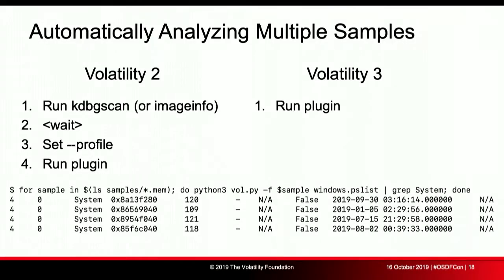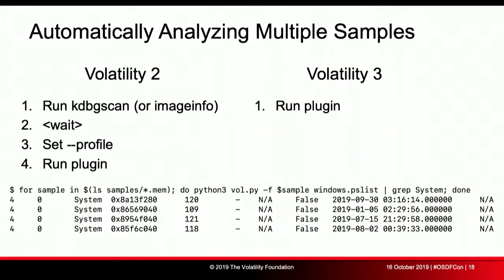And then, as I mentioned, being able to analyze multiple samples. If I was to give you a thumb drive with, say, 10 Windows memory samples on it, and I gave you Volatility 2, and you want to analyze all of those, it might take a while. And that's a very common scenario, right?